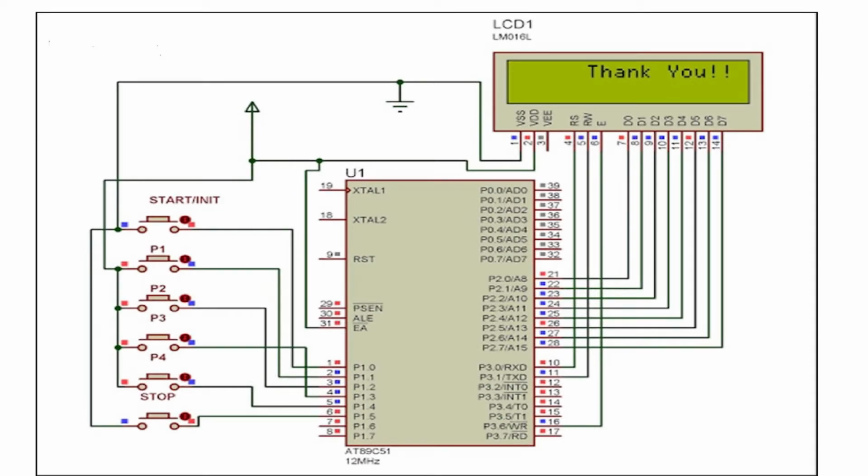Now this is a Proteus file. P1, P2, P3 indicate the 4 candidates, against which a switch is provided. A switch means whenever a voter casts a vote, he is pressing a switch and providing an interrupt that will be counted. Start and stop switches are basically used for starting and stopping the procedure.